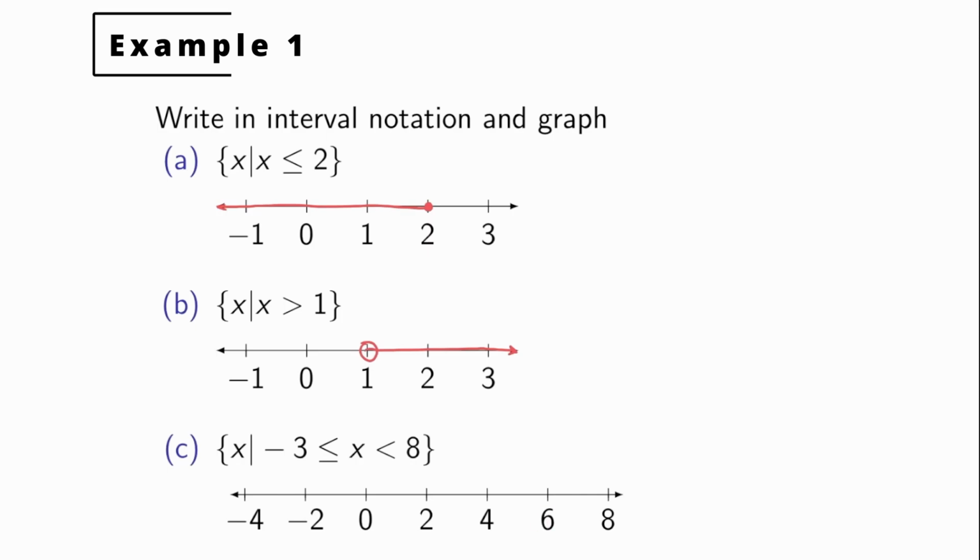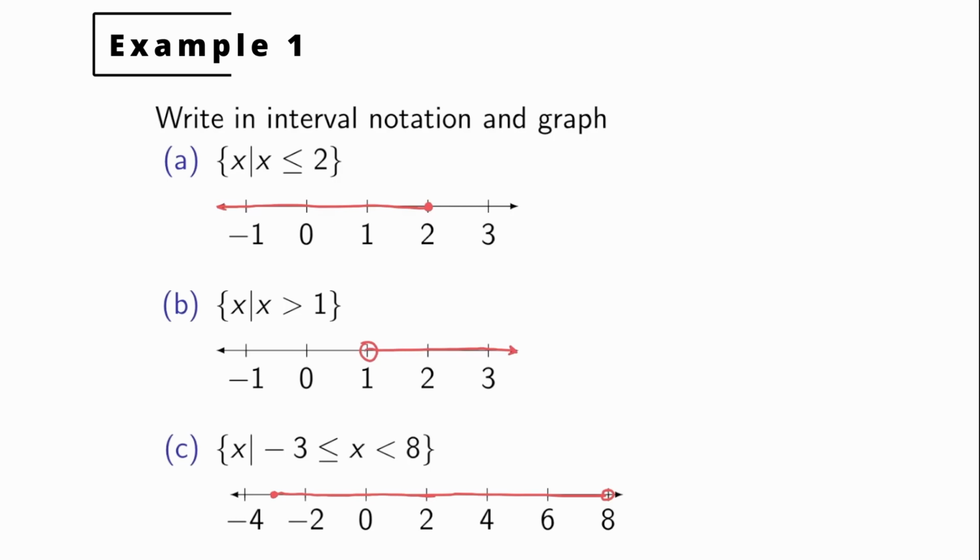-3, I should say. So since we include -3, I'm going to draw the dot. That's where -3 would be. And then we want anything larger than that, but not including 8. So we draw the open circle around 8. And that's how we graph these.